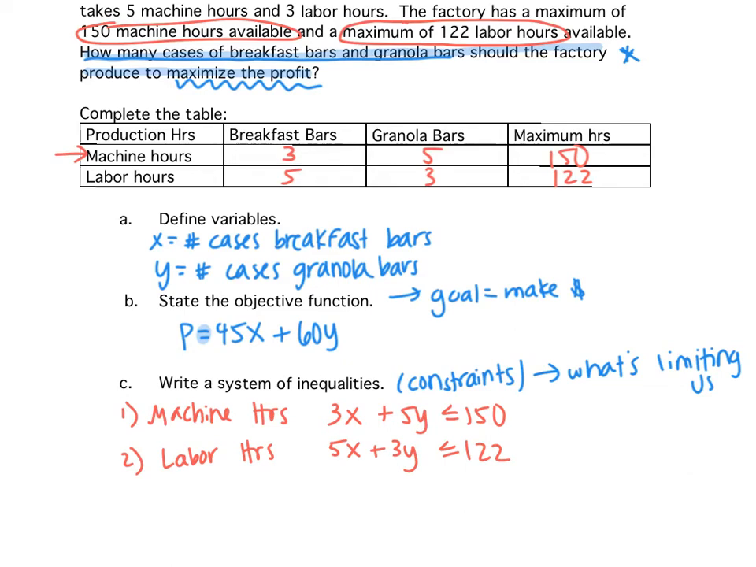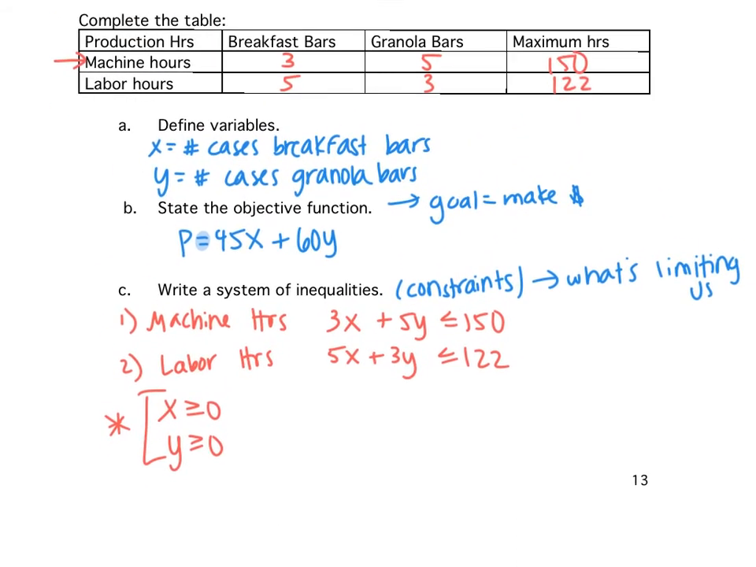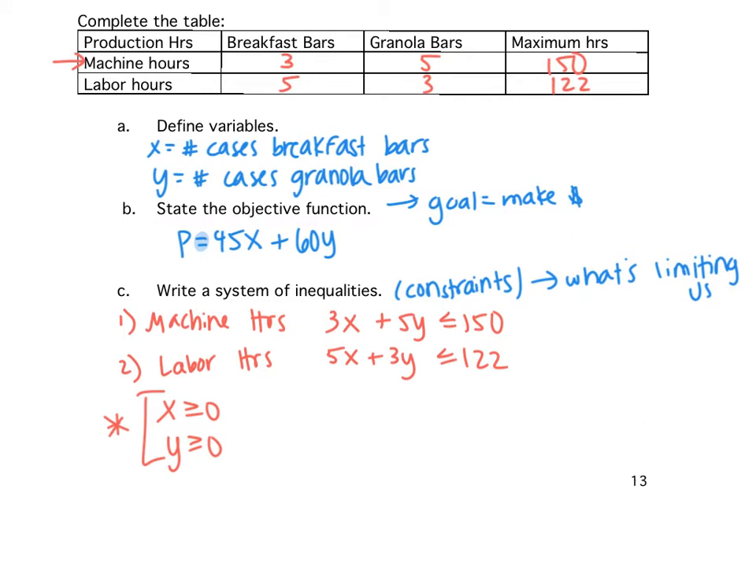There are 2 other constraints you are always going to need. If we think about X being cases of breakfast bars and Y being cases of granola bars, they have to be positive. It doesn't make sense for X or Y to be negative. We can't have negative cases. So you're always going to have X is greater than or equal to 0 and Y is greater than or equal to 0. Every problem is going to have those 2. Every problem is going to be in context, and so we need to ensure that X and Y are positive. Okay, so those are our constraints. That's it for this page. You're going to need to remember these or carry these constraints over to the next page where we are going to graph them.